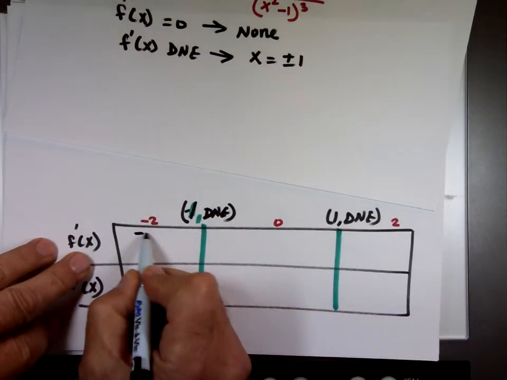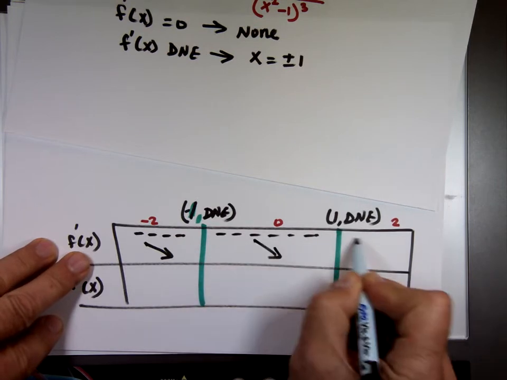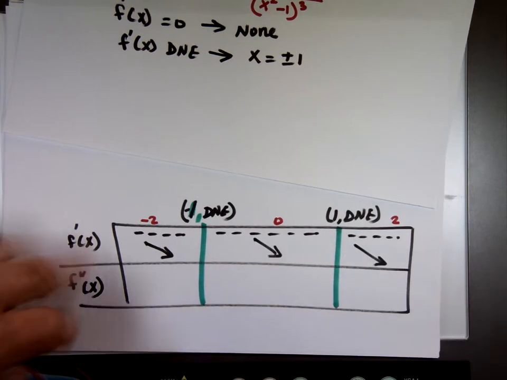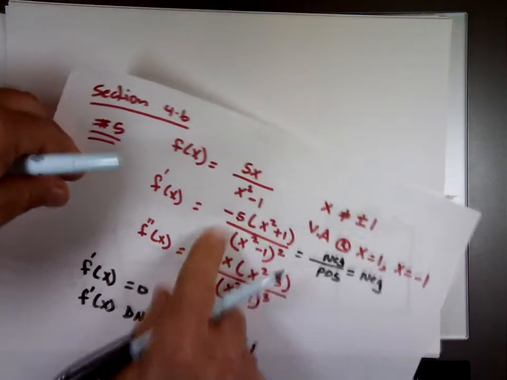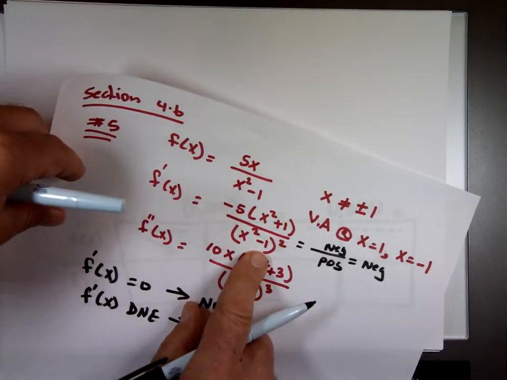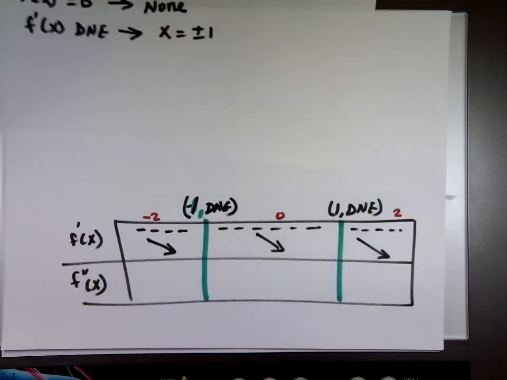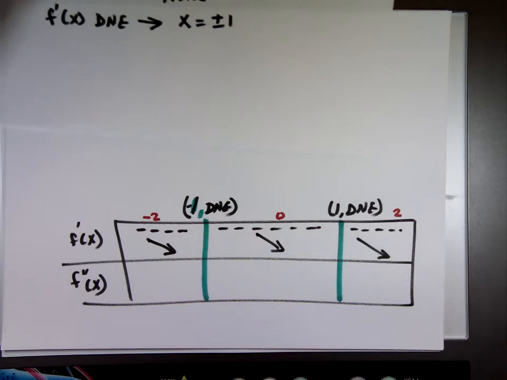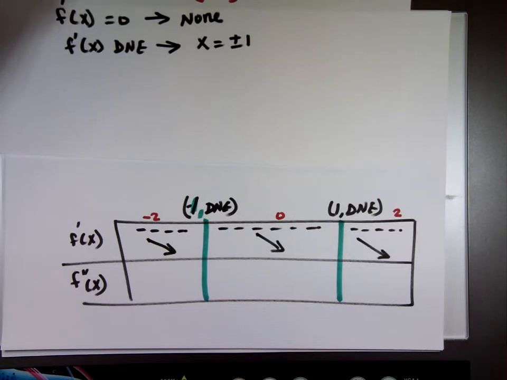I know it's negative, decreasing. I know it's negative, decreasing. At 0, this is a negative 5 on the top. That's positive, still negative. It's always going to be negative. So no min, no max, it looks like it. It's always decreasing. Done with the first derivative.